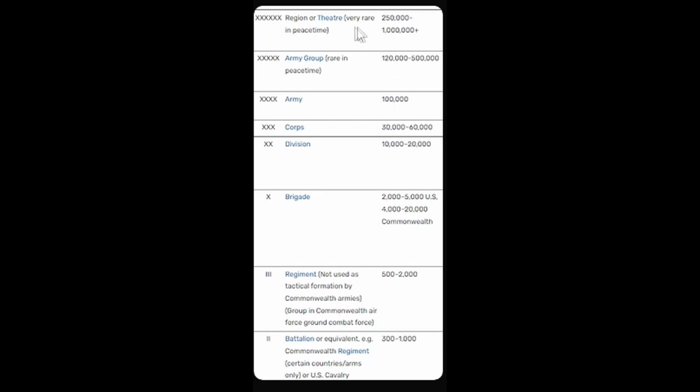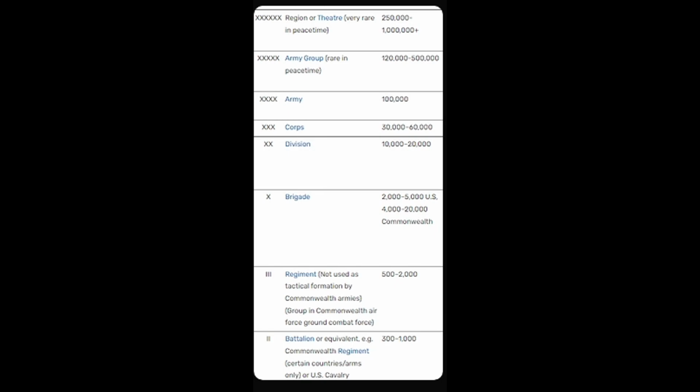And then we have a region or theater, which is very rare at peacetime, which is 250,000 to 1 million. So we can actually command all the way up to a theater, which depends on the amount of troops that we have. So the X figure that we see right here is the type of division that it is. So they call it divisions just to kind of give it a name.